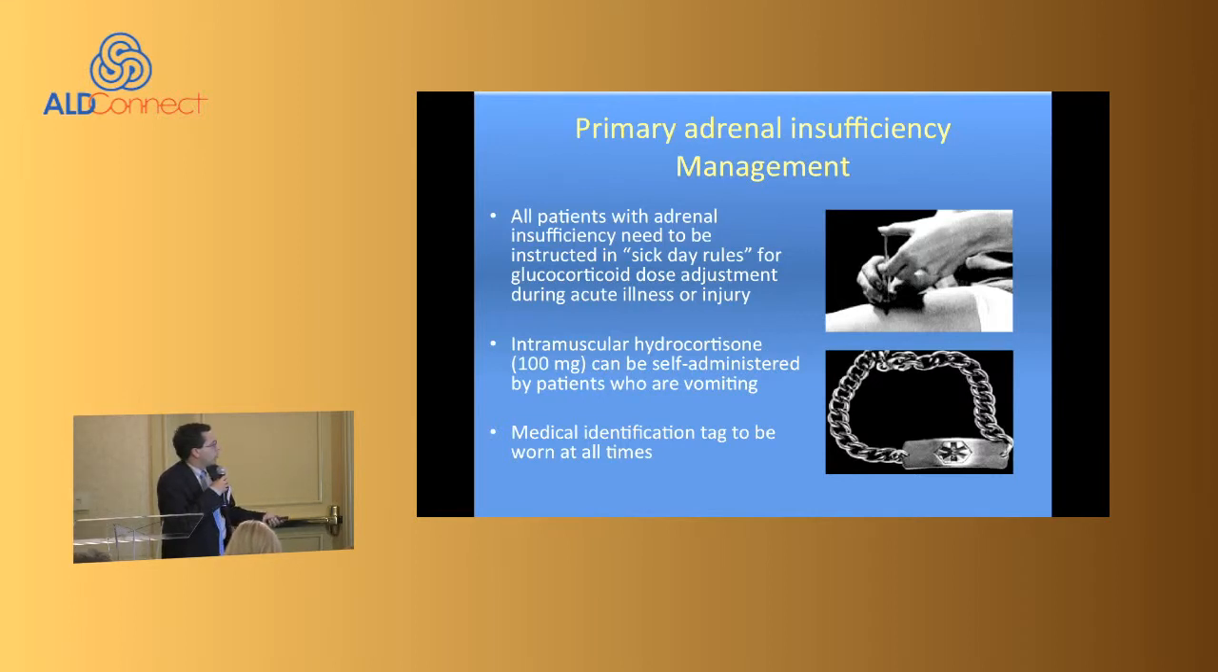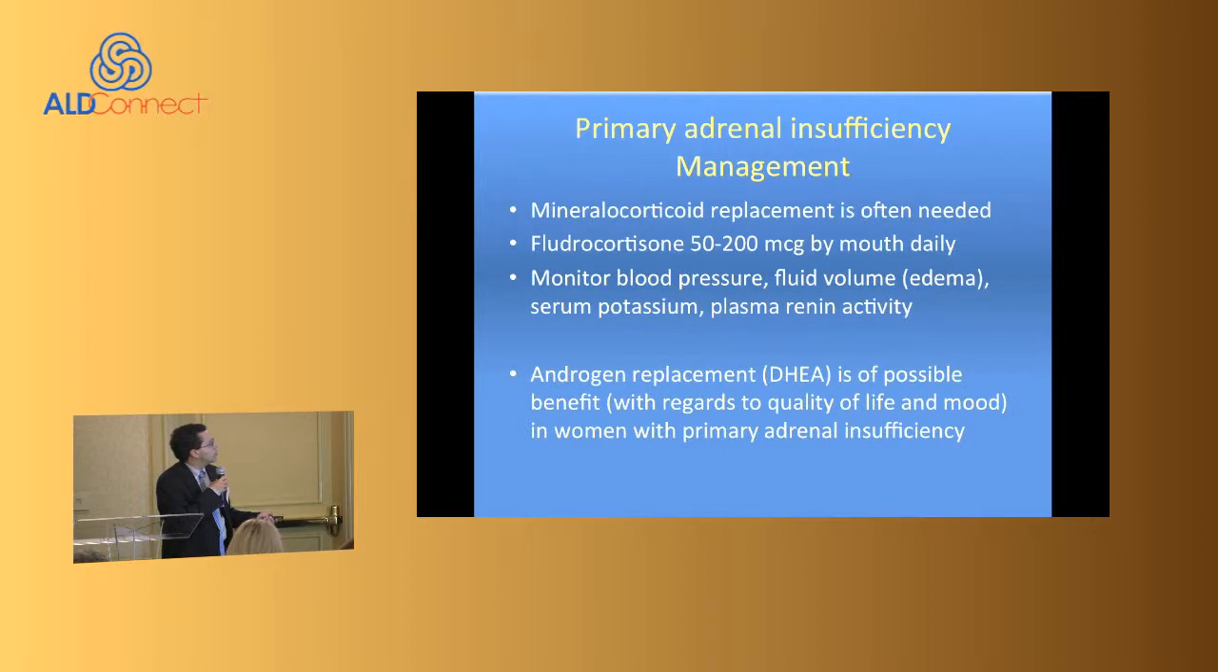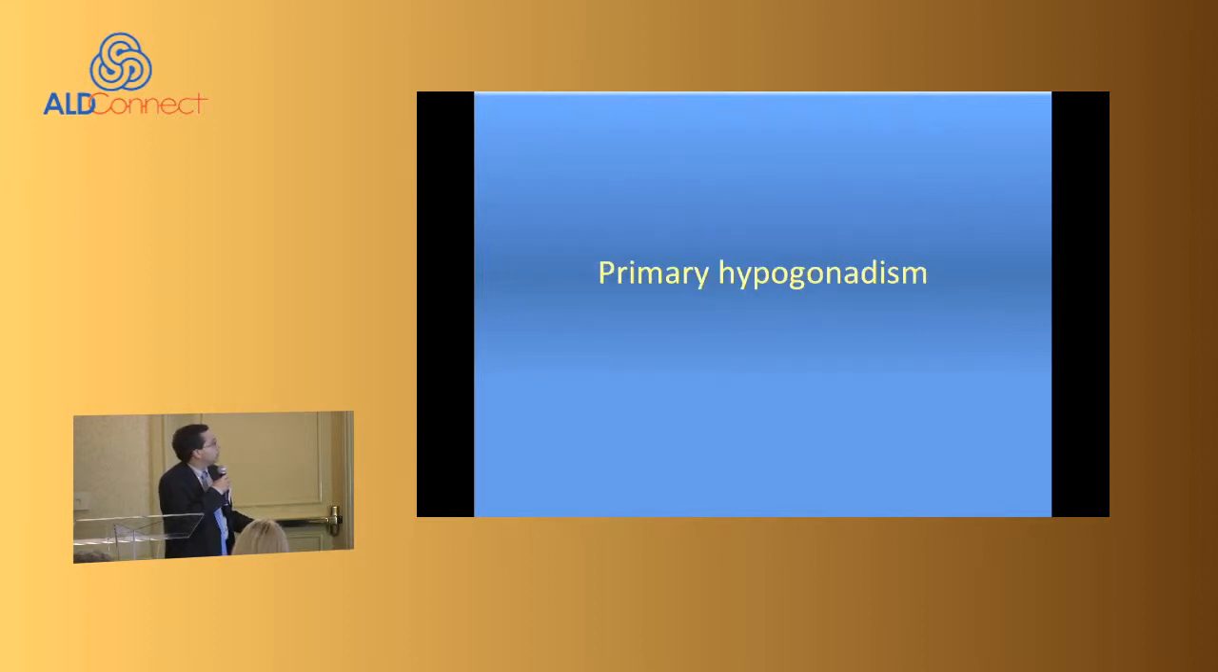Rose talked about the need to have a medical alert and sick day rules at great length, having intramuscular hydrocortisone in cases of emergency. And then she also discussed fludrocortisone as mineralocorticoid replacement. Now, androgens, particularly DHEA, have been used, and it could be of some benefit, particularly in women with regards to quality of life and mood, and I'll be happy to discuss that if there are any questions. There's really no established benefit in men, and this is an area of some controversy in the literature.